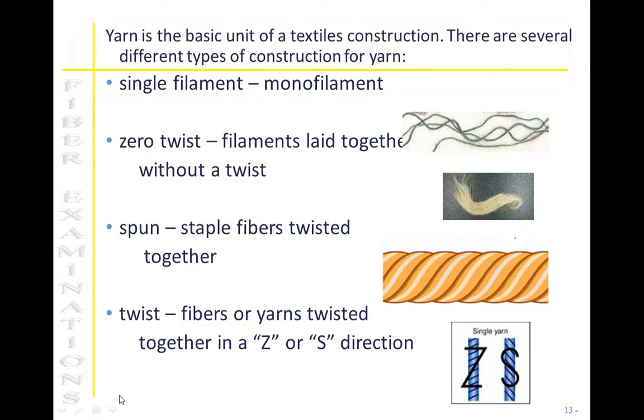You can see from this slide that the yarn is the basic unit of a textile construction. However, it can have several different forms in the construction of that yarn. It can be a single filament, or it can be several filaments that are laid together that don't have a twist. In many instances, the yarns are going to have a twist, and this can be determined whether or not it is an S twist or a Z twist.